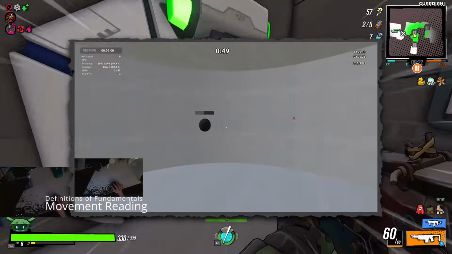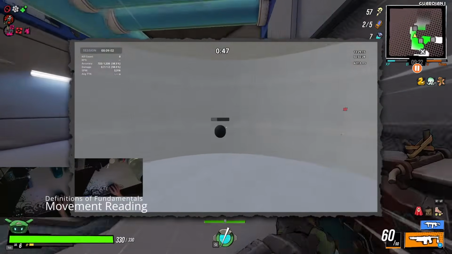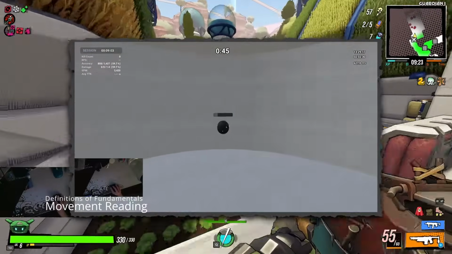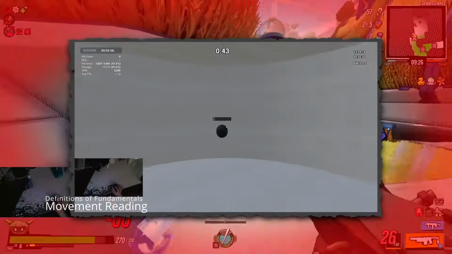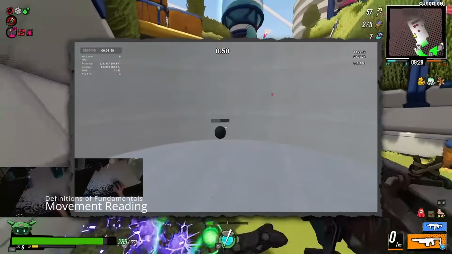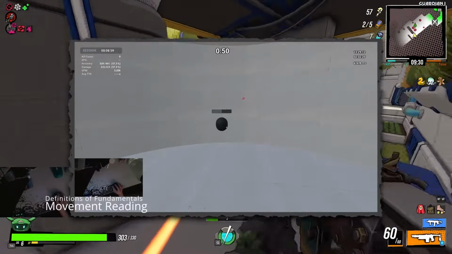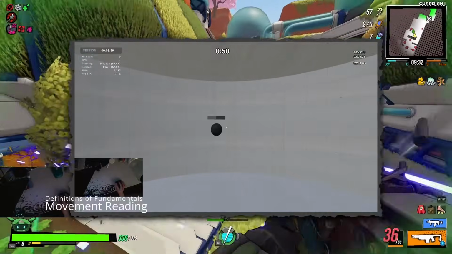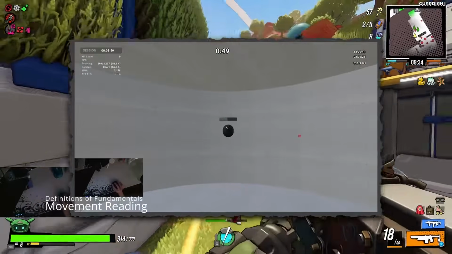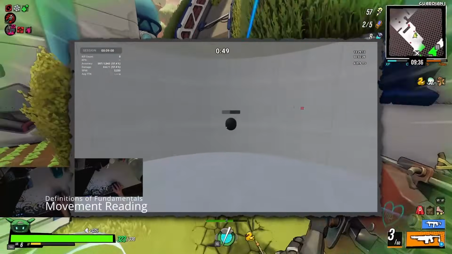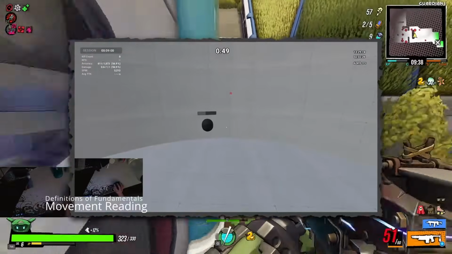Movement reading. Movement reading is a bit more complex than just looking at the bot. It involves reading the direction, acceleration, and pattern the bots move in. For example, by reading the direction first and tracking, you can begin adjusting immediately. As you ramp up speed towards the bot, you will need to read its acceleration in order to match its speed effectively.